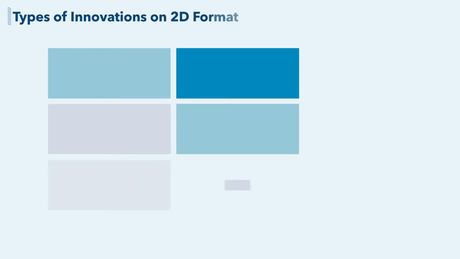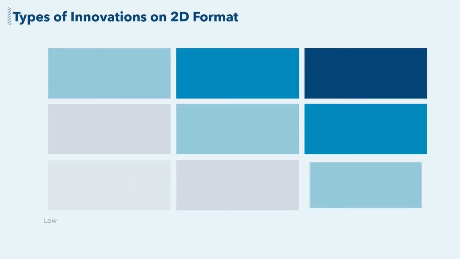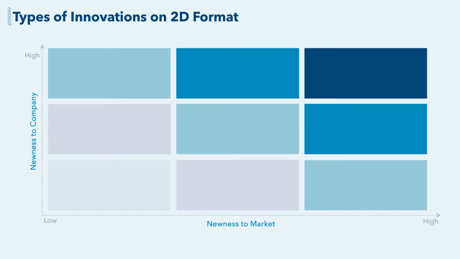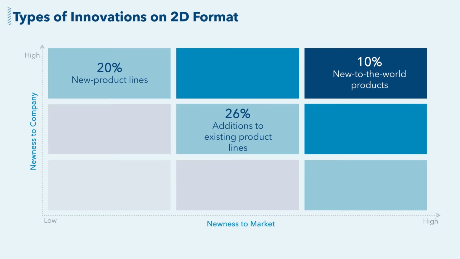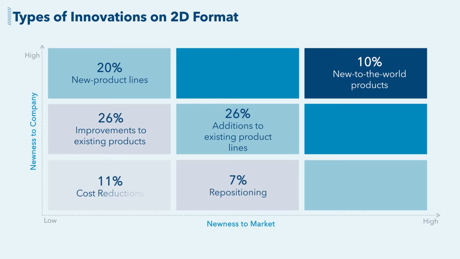Here is the same graph, but designed on a 2D format. Some members find it easier to use. Looking at this benchmark published a few years ago, it's interesting to note that 10% are new-to-the-world products, 20% are new product lines, 26% are adding to existing product lines, 26% are improvements to existing products, 7% are repositionings, and 11% are cost reductions. Even though this matrix maps out the various levels of newness an innovation can embed, club members don't refer much to the 3x3 matrix.